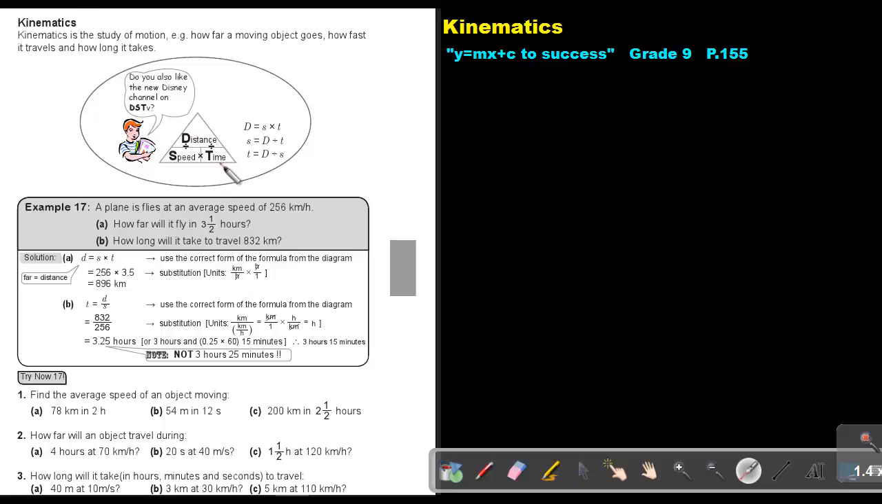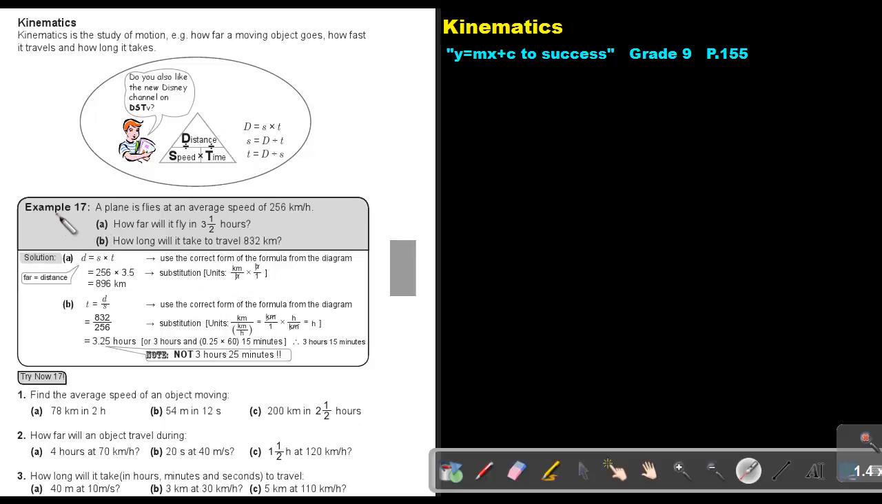You can remember it like this, D is TV. Do you also like the new Disney channel on DSTV? DSTV. So, it works like this: if you want to work out distance, you will say speed multiplied by time. If you want to work out speed, it's distance divided by time. And if you want to work out time, it's distance divided by speed. So just memorize this table and it will really help you in the calculations.